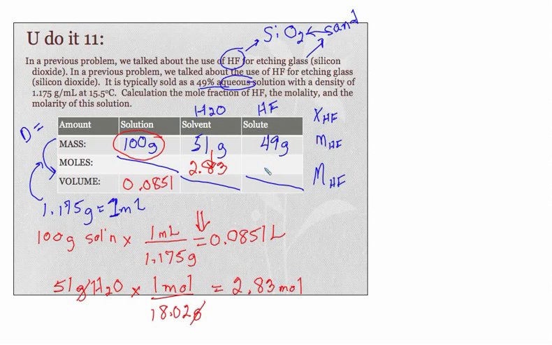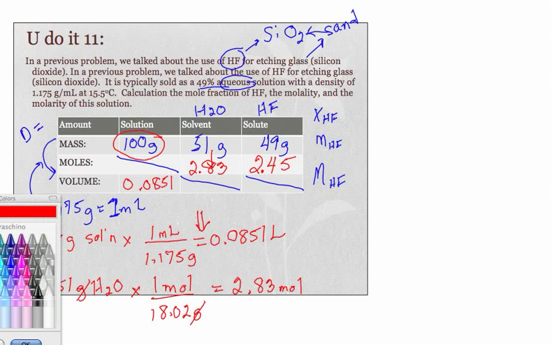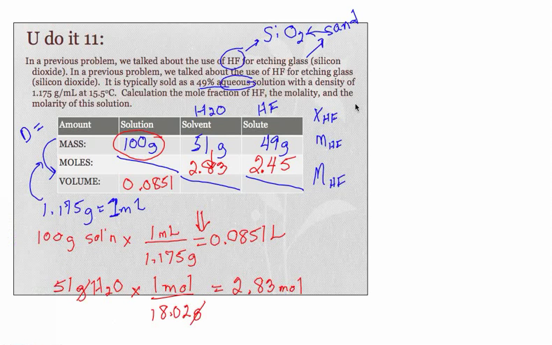And if we did a similar calculation for HF, I'm going to assume that you know how to do this. The number I got is 2.45. If I do make any math mistakes, you can be sure to tell me about that. So we've got the grid filled out. Now we can start actually doing some of the required mathematics.